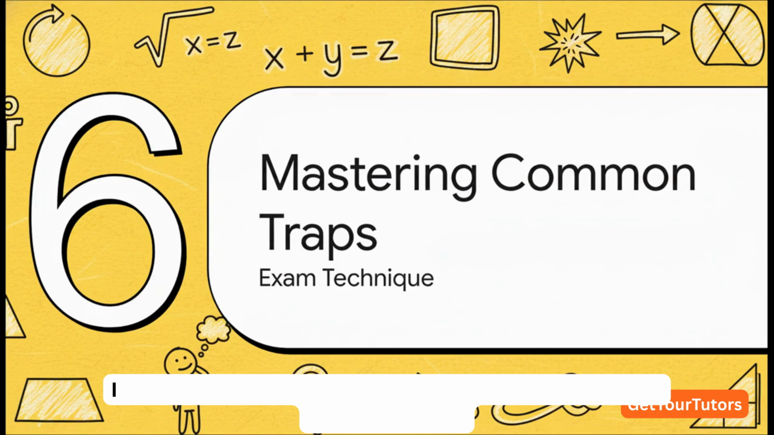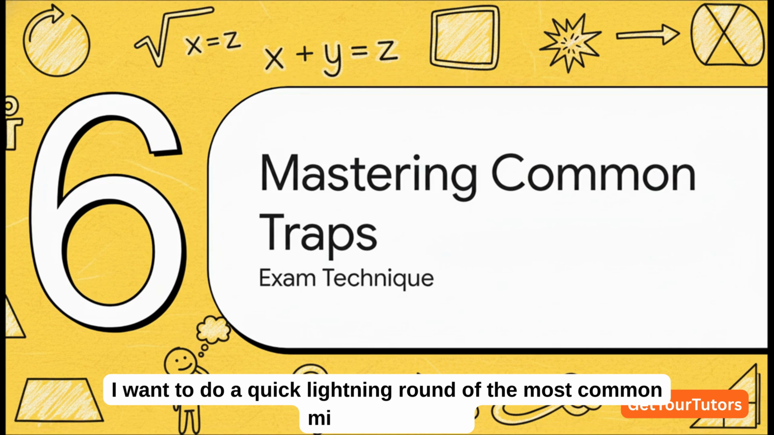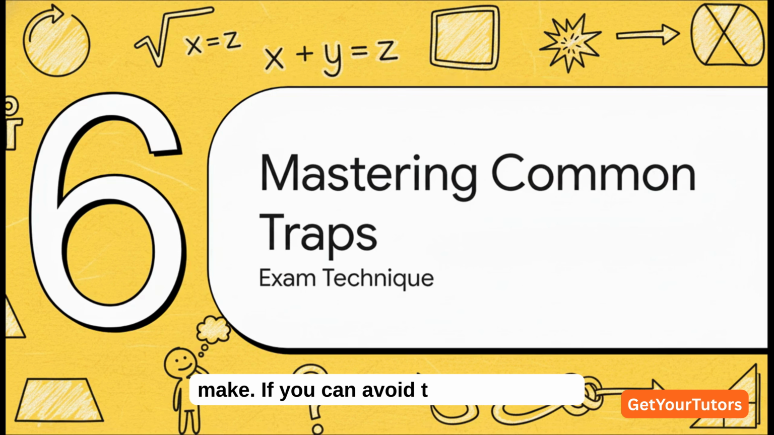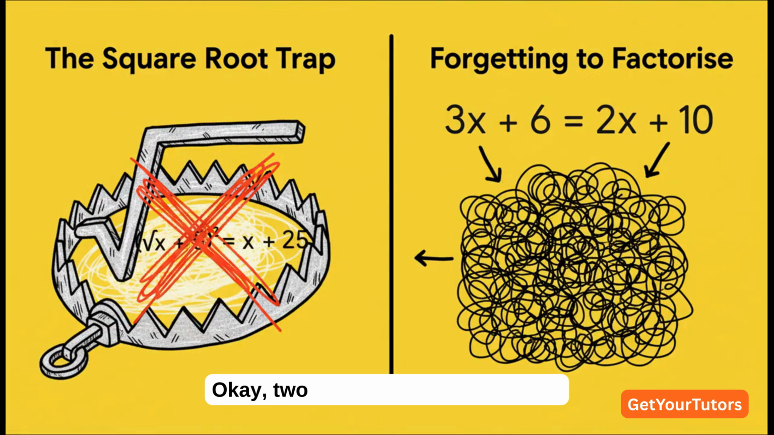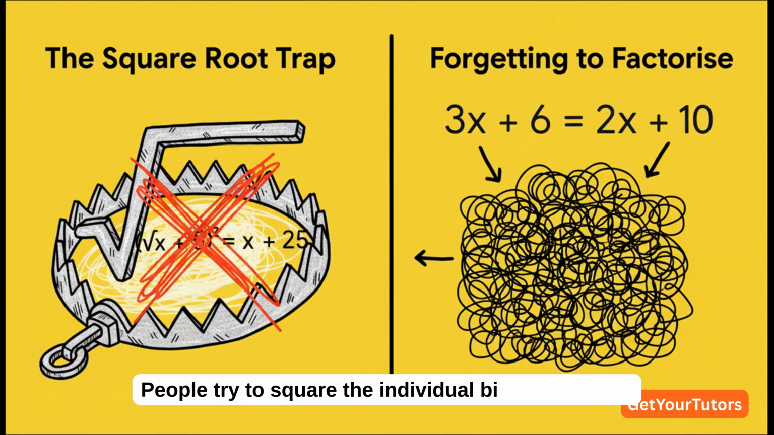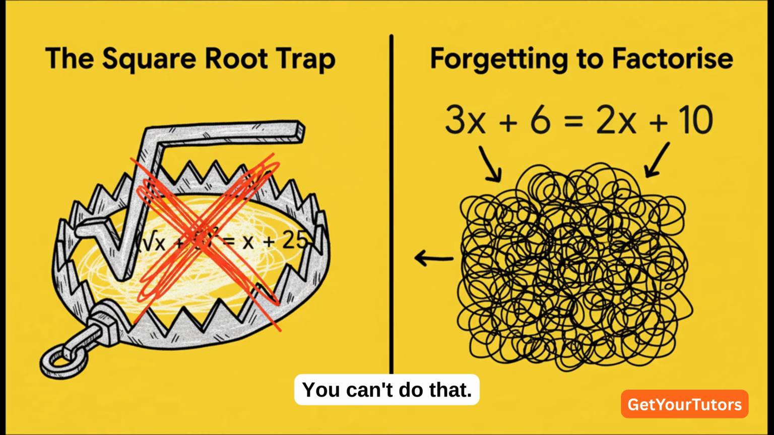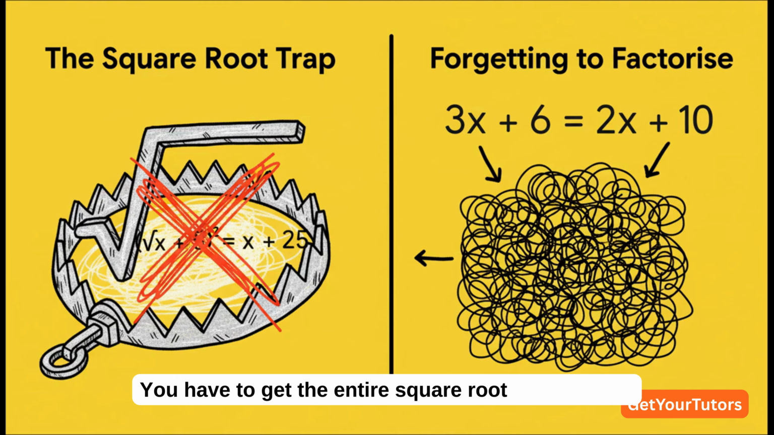Before we wrap this up, I want to do a quick lightning round of the most common mistakes people make. If you can avoid these two traps, you're going to be in great shape for any exam. Okay, two big ones to watch out for. First is what I call the square root trap. People try to square the individual bits and pieces. You can't do that. You have to get the entire square root part by itself first, and then you can square both sides.